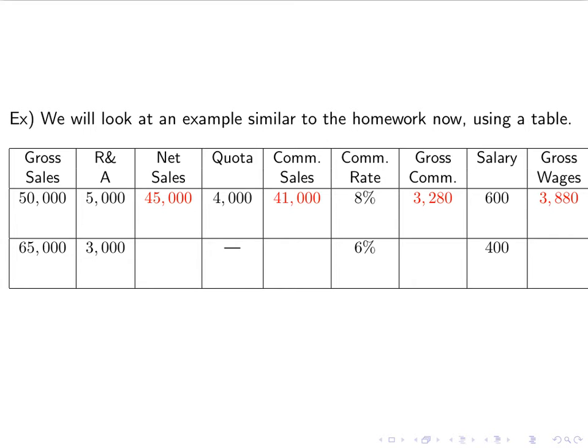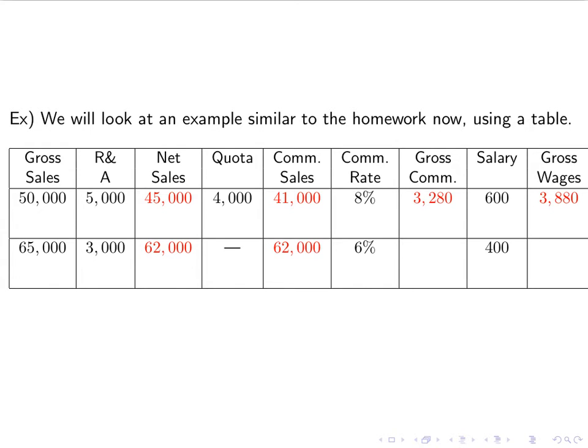Okay. So let's do it with our last one. We have gross sales of $65,000, and we have returns and adjustments of $3,000, which gives us a net sale of $62,000. So again, we're subtracting. There is no quota, right? This line means that there is none, which means I'm not supposed to be selling any certain amount. There's no minimum required, which means, again, I'm subtracting 0. So my commissionable sales is still $62,000.